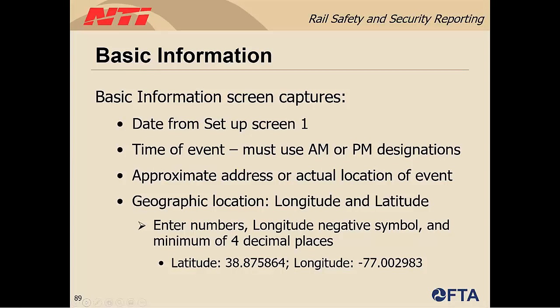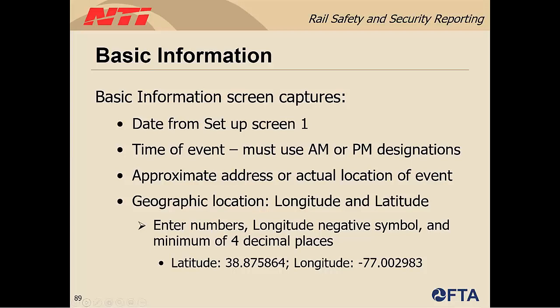You will also enter in the approximate or actual location of the event. Additionally, you'll add in the geographic information such as longitude and latitude. You are permitted to enter only numbers, a decimal point, and then a negative symbol for your longitude. No commas, anything like that. Please use a minimum of 4 decimal places.